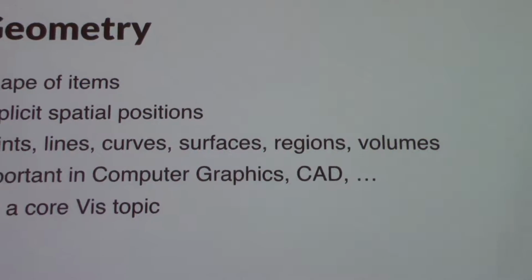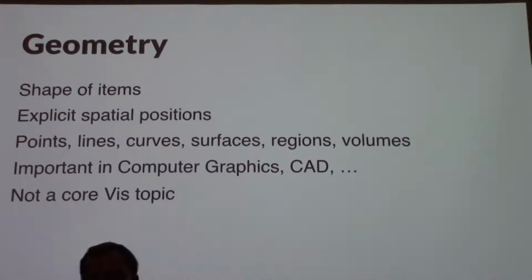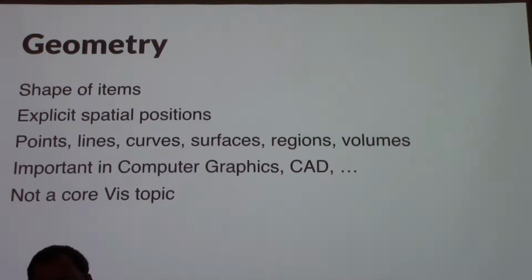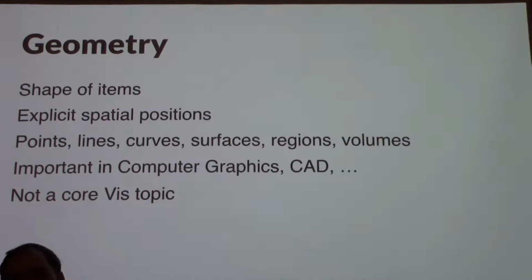If we talk about geometry, we talk about the shape of items. The example that is most relevant to visualization is typically the shape of, let's say, geographical features. Here you would have explicit spatial positions, things like points, lines, curves, surfaces, regions, volumes. This is interesting for visualization, but not the core of visualization. It's really more important in computer graphics or in computer-aided design. So if you design a car, geometry is of course really important for you.